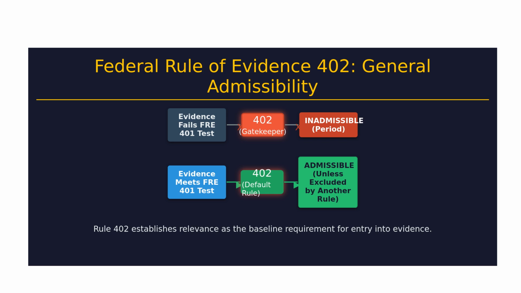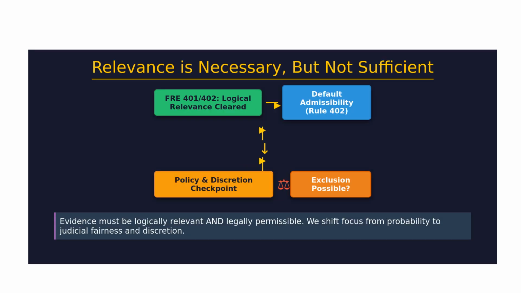found in Rule 403. We concluded that under Rule 402, relevant evidence is generally admissible, but only unless another rule requires its exclusion. This is the crucial pivot point. Clearing the logical hurdle of relevance under Rules 401 and 402 is necessary, but it is not sufficient for admission. Evidence must not only be logically relevant but also legally permissible under the rules of policy and discretion. Think of relevance as the entry ticket, but not the final approval stamp.